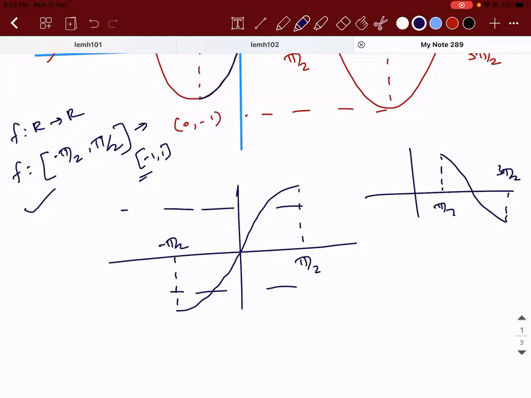Okay, this is the only thing I'm going to teach you in detail. For other functions, you have to think and tell me. If there is any doubt, get it clarified.